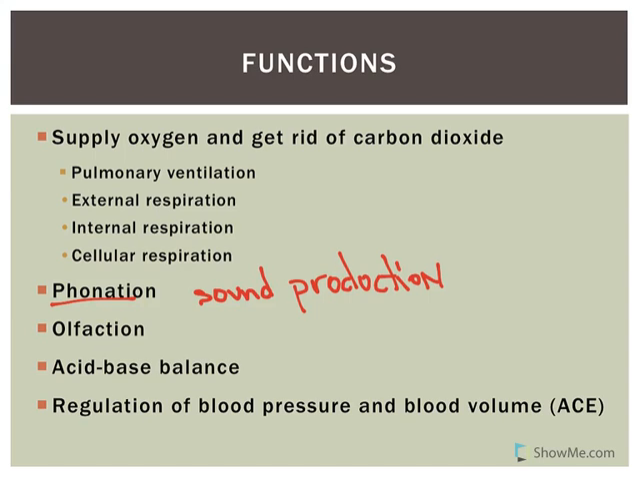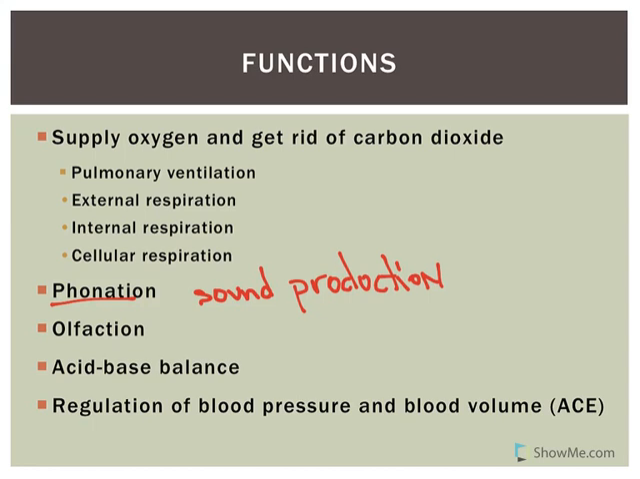Now, you've already looked at its indirect role in blood pressure regulation, because the angiotensin converting enzyme is produced in the respiratory tract, as part of the respiratory system, and that plays a role in blood pressure regulation and blood volume regulation, because it converts angiotensin 1 to angiotensin 2. So you looked at that previously.